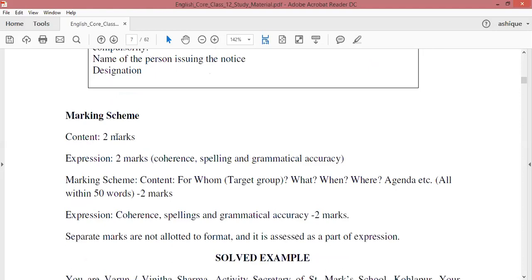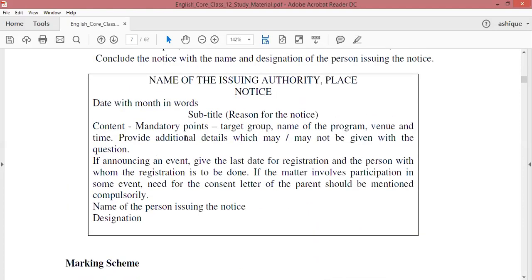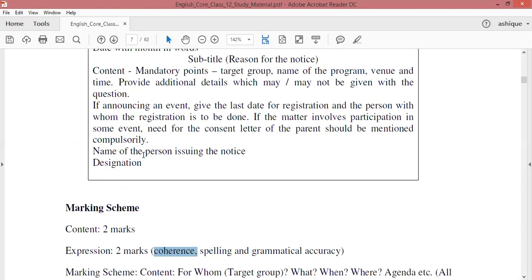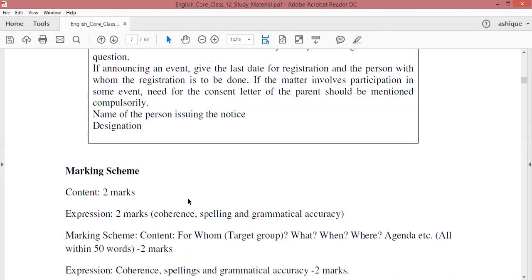Marking scheme: content, expression, coherence, spelling, grammatical accuracy. See students, coherence. Just try to understand coherence. When you write the content, the points must be connecting. When you change paragraphs, it must be connecting. It must be logical, not only grammatically correct but also logical. So logic should be there. If it is just grammatically correct but there's no logic behind it, you are going to lose your marks. So accordingly you have to give your expressions.